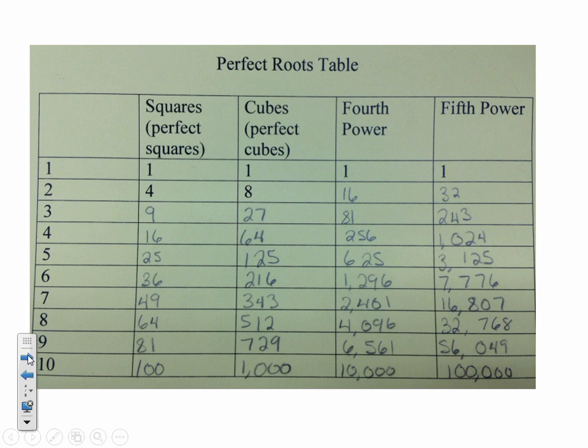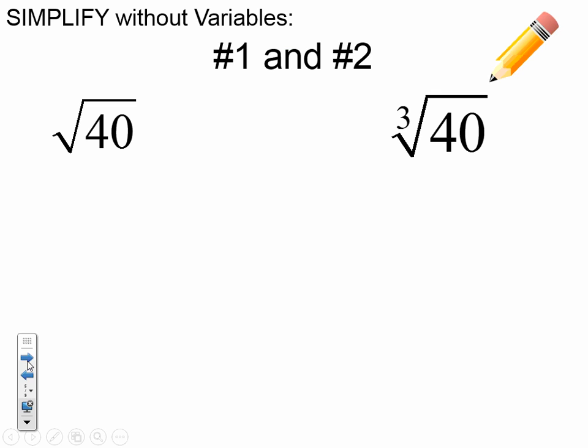You need this beautiful table. I will refer to it often, so please make sure that you have it with you because we are going to need to find some perfect roots. So here are our first 2 examples under simplifying without variables. Number 1 and number 2 on the top. We have the square root of 40, and then the second one there is the cube root of 40.